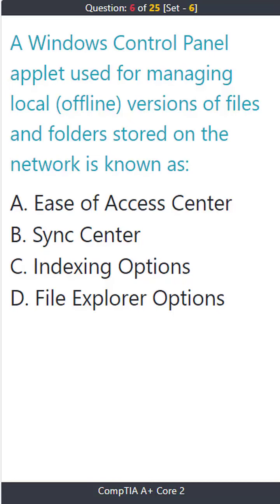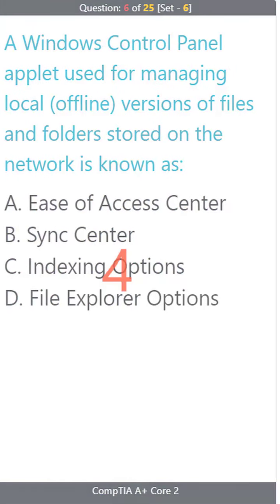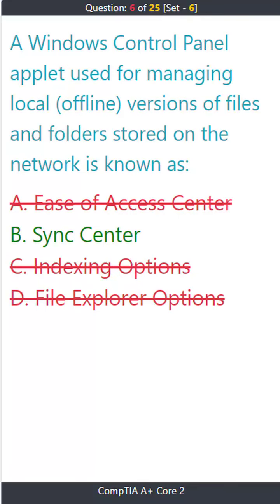Question 6. A Windows Control Panel applet used for managing local, offline, versions of files and folders stored on the network is known as A. Ease of Access Center. B. Sync Center. C. Indexing Options. D. File Explorer Options. The correct answer is B. Sync Center.